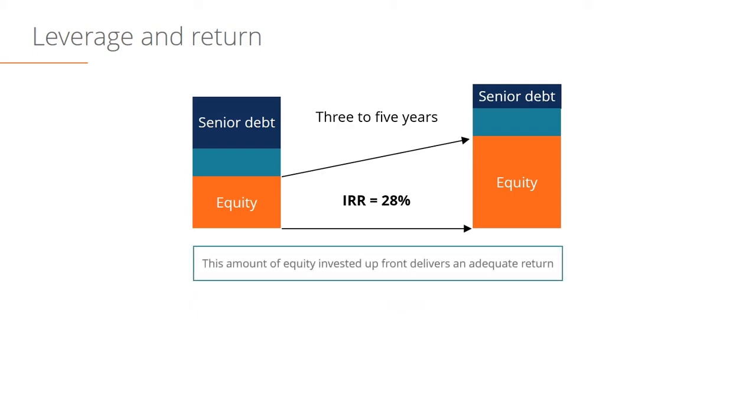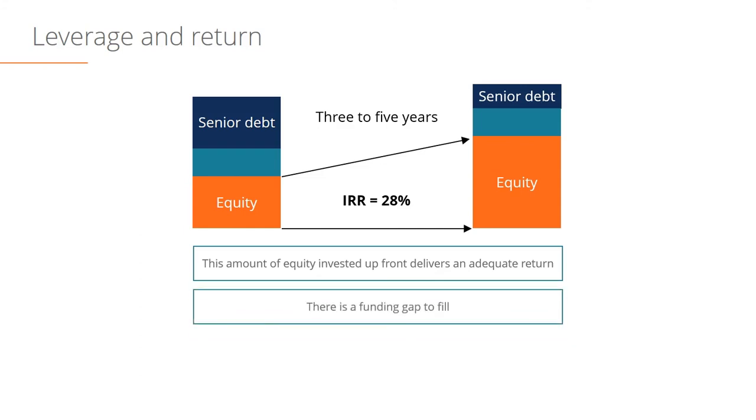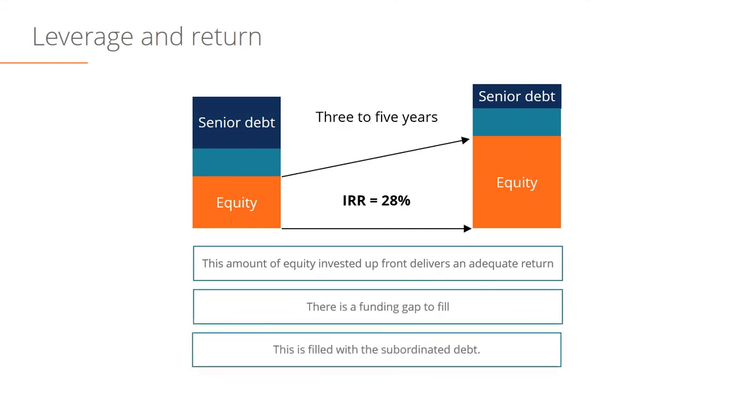So it's important to ensure that the amount of equity invested up front delivers that adequate internal rate of return, at least for a financial sponsor. And if there is a funding gap to fill, it's often filled with subordinated debt. Senior debt is maxed out, the equity component that's required is put in place, and hopefully subordinated debt fills that gap.